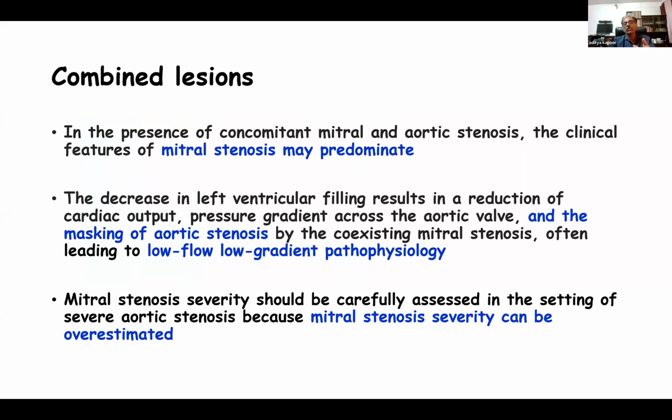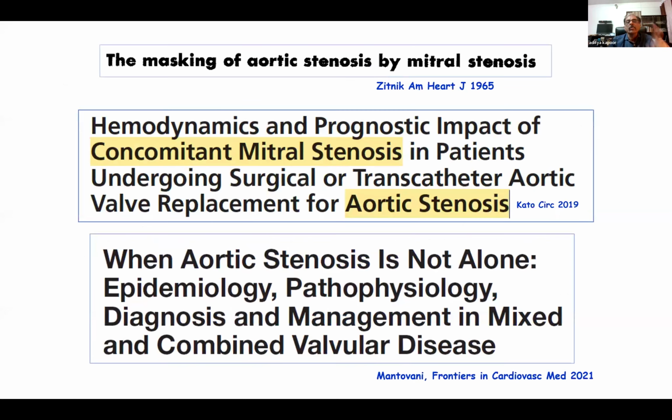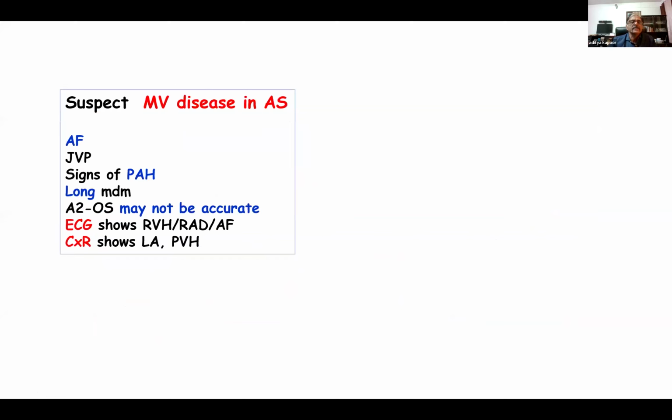So lastly, I'll conclude, Madam touched upon this. MS and AS both are there. MS will mask the aortic stenosis. Madam told the reason why it happens, so I'll not spend time on that. Again, go through these 3-4 articles to understand how MS and AS interplay with each other. This is the original article published by Zitnik's group in American Heart Journal. This is a recent paper, and this is even more recent, 2021. So I'll conclude, this is the last slide.